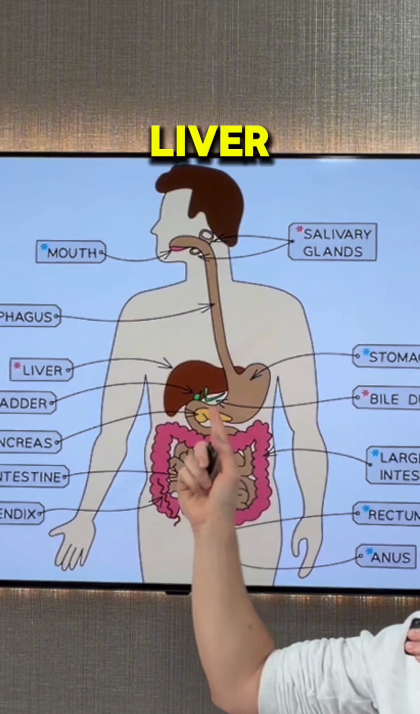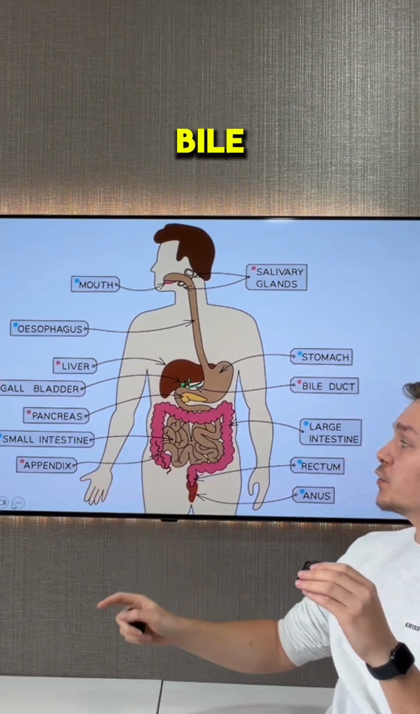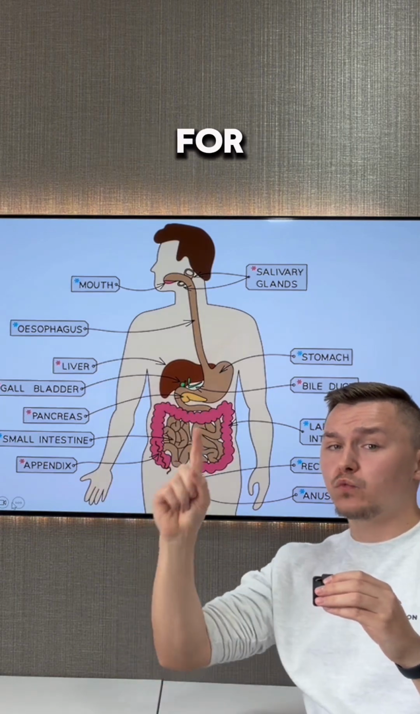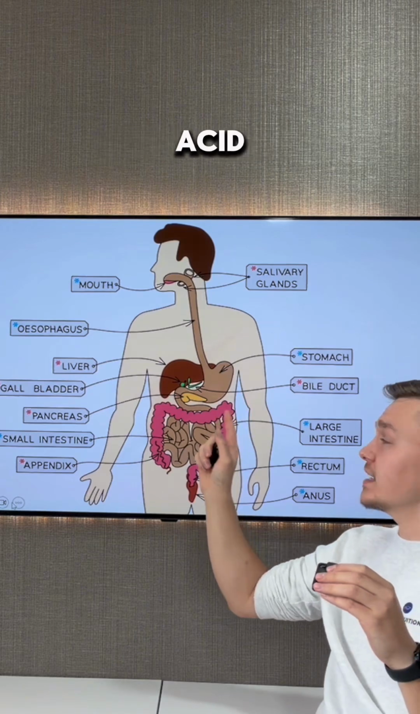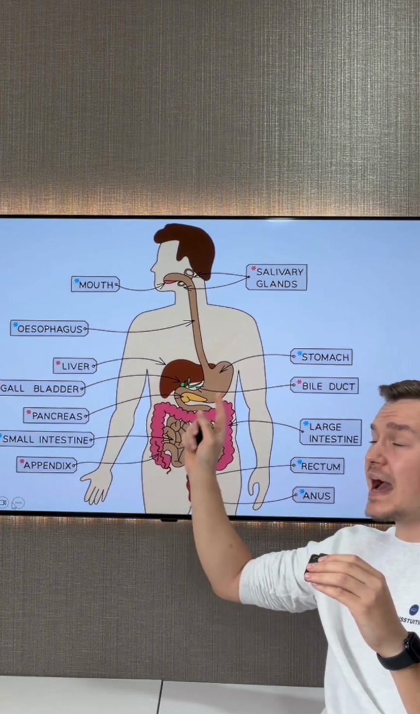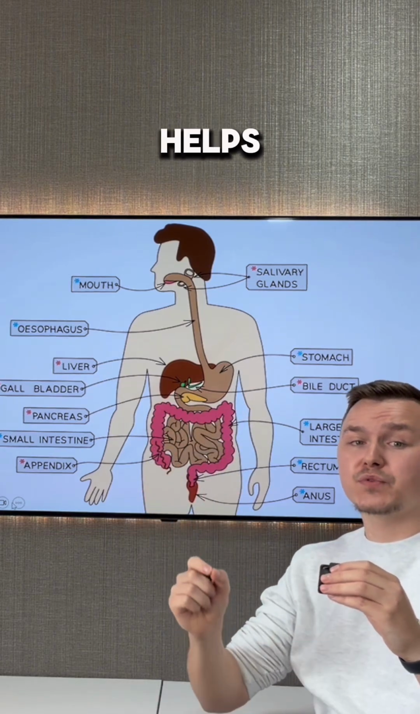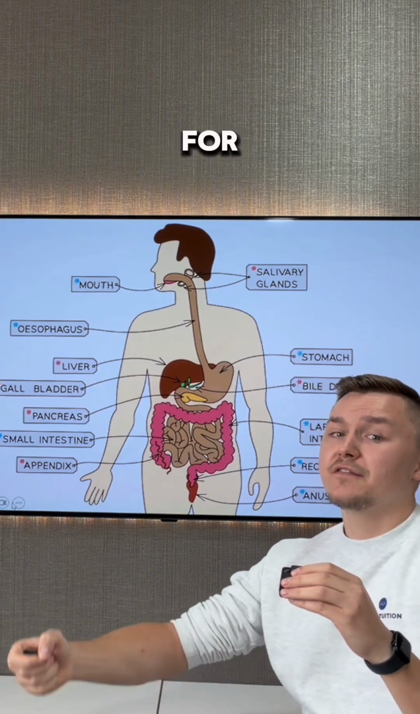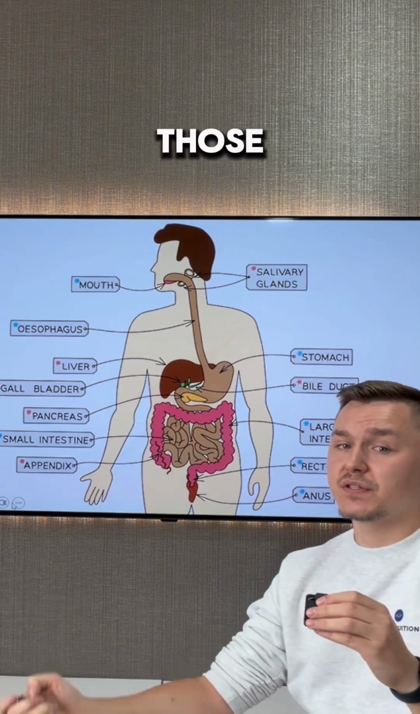This over here is the liver, and the liver produces bile, which is then stored in the gallbladder, and bile is super important for 1, neutralizing stomach acid as the food leaves the stomach and enters the small intestines, and 2, bile helps to emulsify fats, increasing their surface area for lipase enzymes to break those fats down.